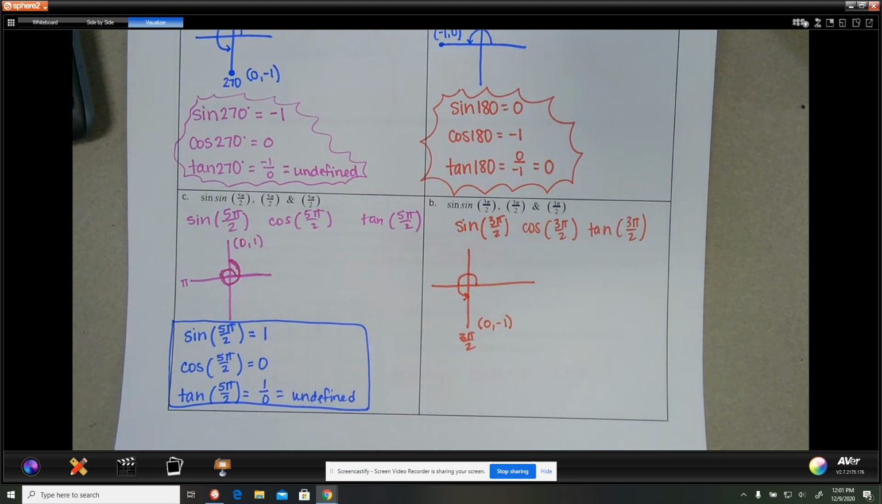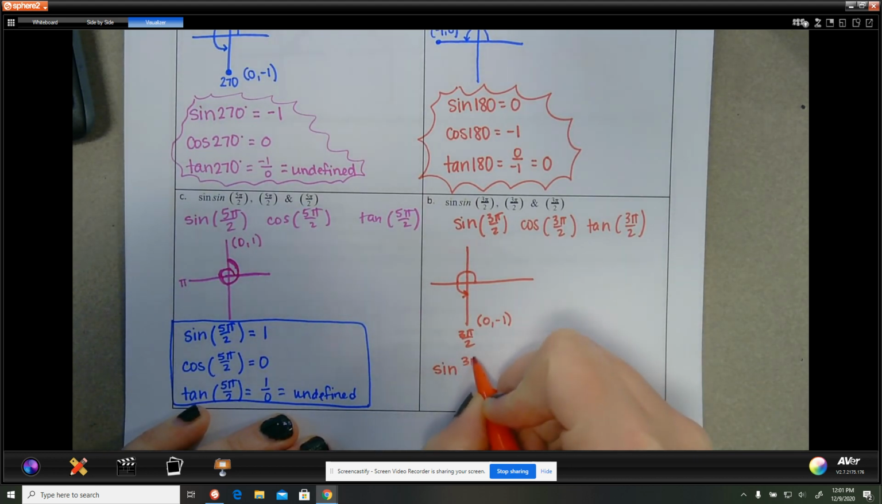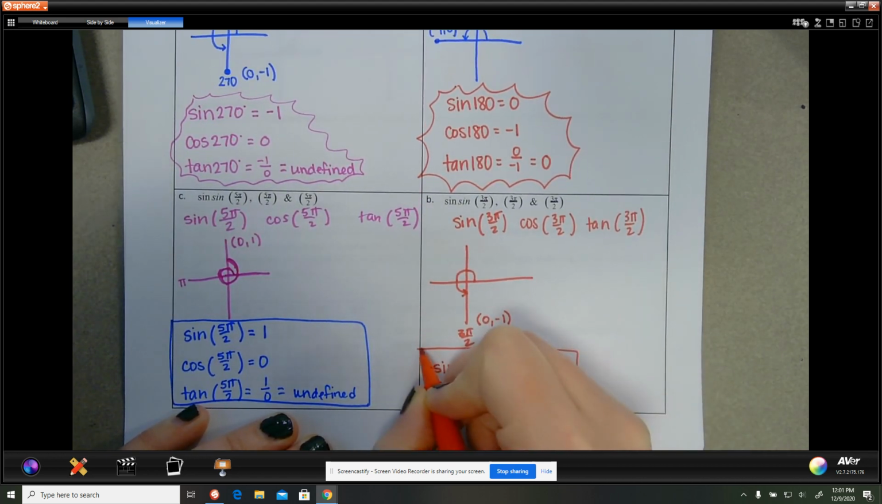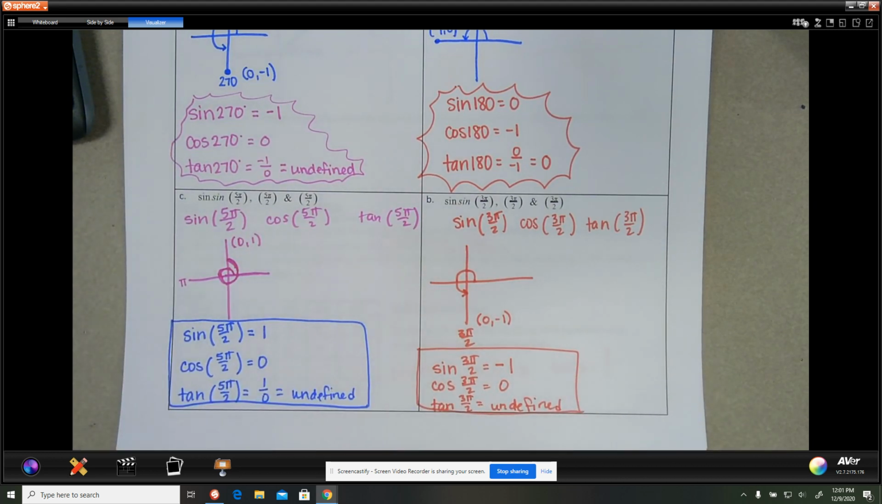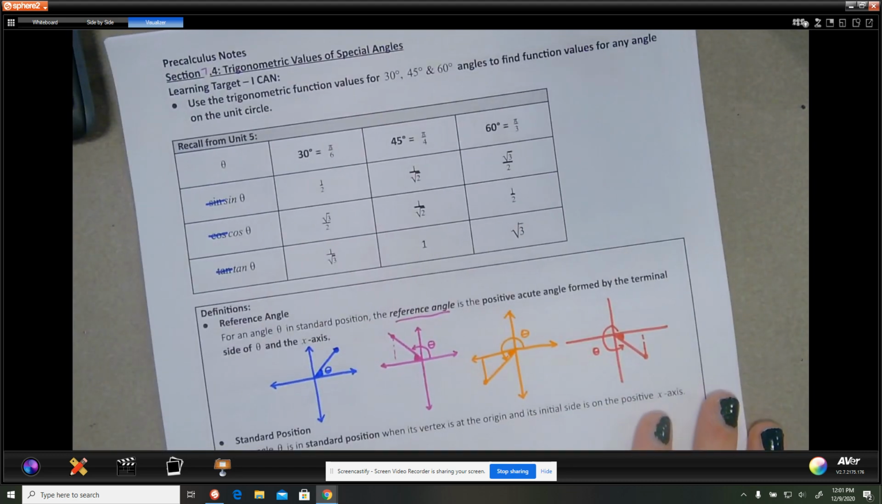So you might have been able to look back and see that sine of 3 pi over 2 is equivalent to your y value in here, -1. Cosine of 3 pi over 2 is equal to 0. And your tangent of 3 pi over 2 is undefined. There you go. Next up, oh, that's it. That's it for 7.4. So next up is the review.